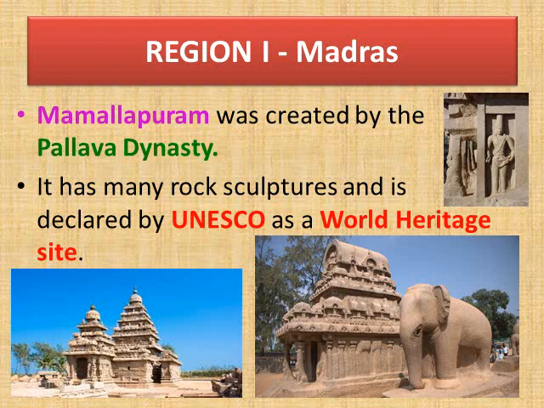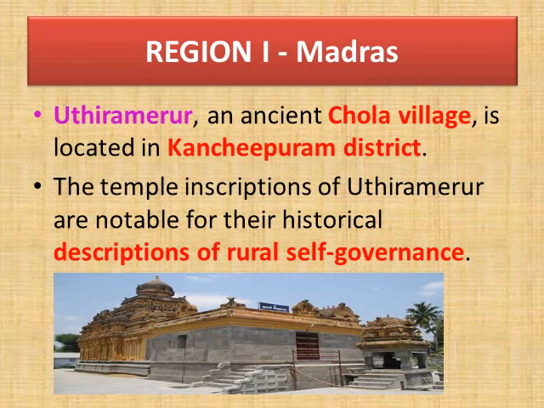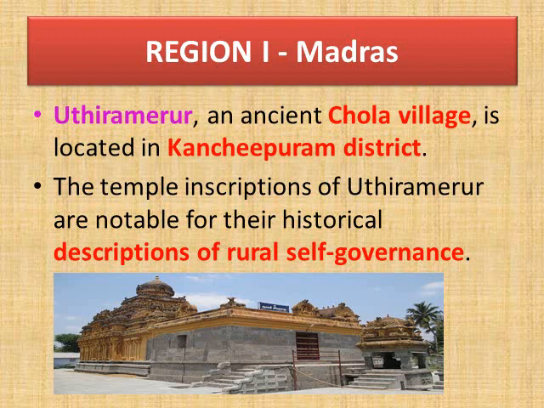Dear children, the next important landmark is Uttiramerur, U-T-H-I-R-A-M-E-R-U-R. It is an ancient Chola village located in Kanchipuram district. Now we will see what its importance is.